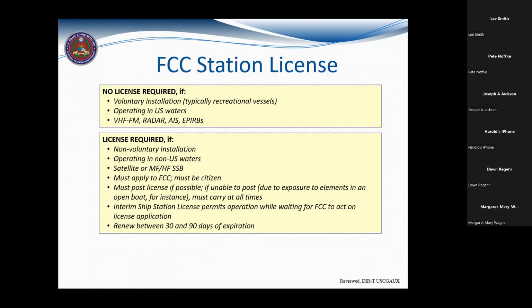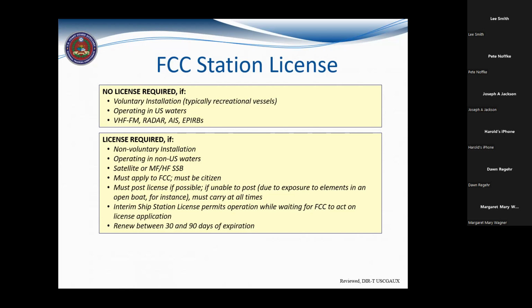The license that you receive from the FCC is supposed to be posted in the vicinity of the radio. They do make a provision if your boat is an open fishing boat or something exposed to the weather, then you can carry a copy of the license in a safe place, but it has to be available for inspection anytime law enforcement asks you for it.